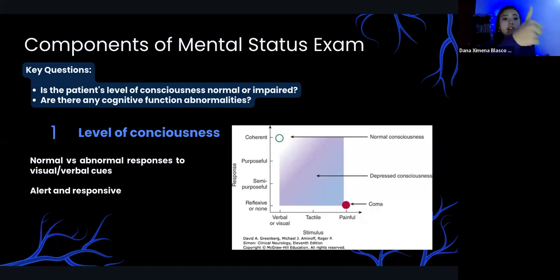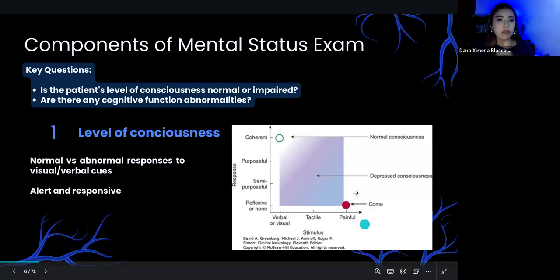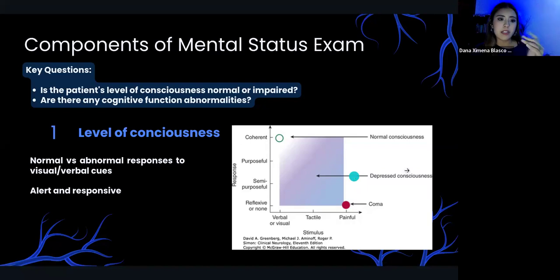The patient is already responsive, but reflexive or none. Or maybe there's not any stimulus response at all, and the patient is reflexive or none. So he is directly in a coma.